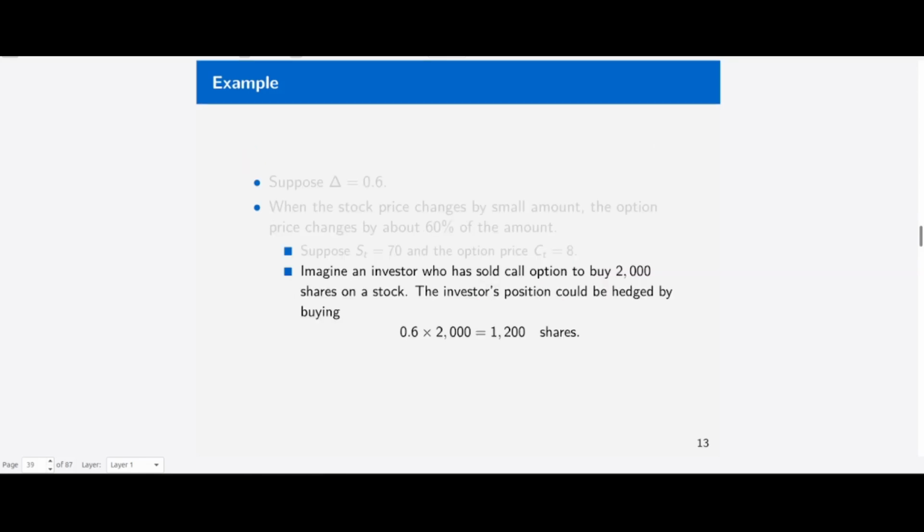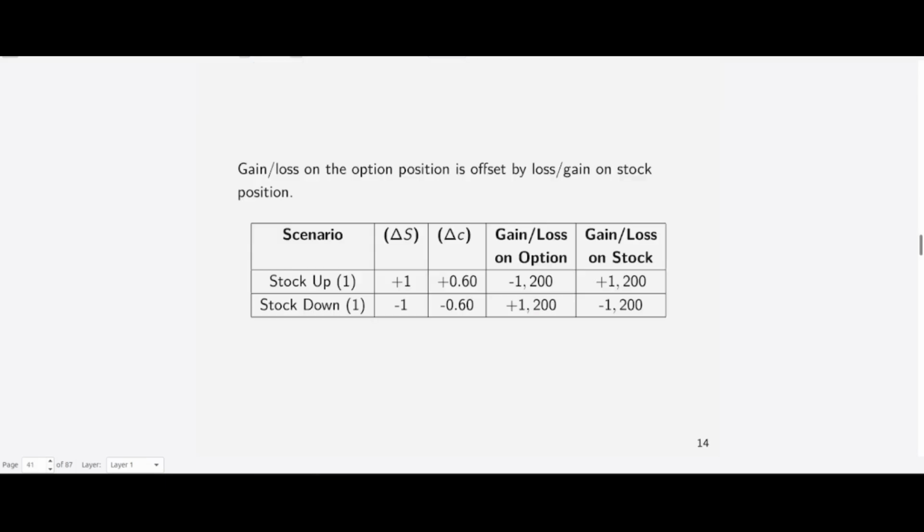That means a price change in the stock results in a price change in the option with this proportion. For example, imagine an investor who has sold a call option to buy 2,000 shares of stock. So the investor's position could be hedged by buying this amount. That means delta C is equal to 0.6 times delta S. So this is the proportion of the number of shares you have to hold for hedging your position. So if you multiply this by 0.6, you will get 120 shares.